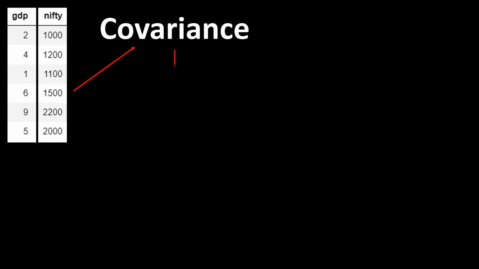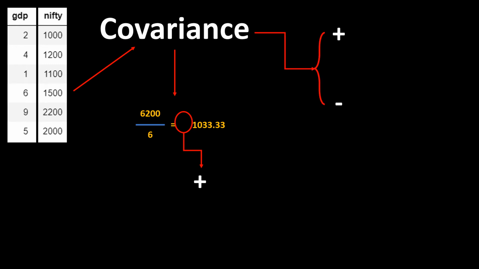So for example, in the previous video we took two variables, GDP and Nifty, and we learned covariance and calculated it, and the result we got simply tells us that these two variables have a positive relation. So in short, covariance tells us whether the relation is positive or negative.